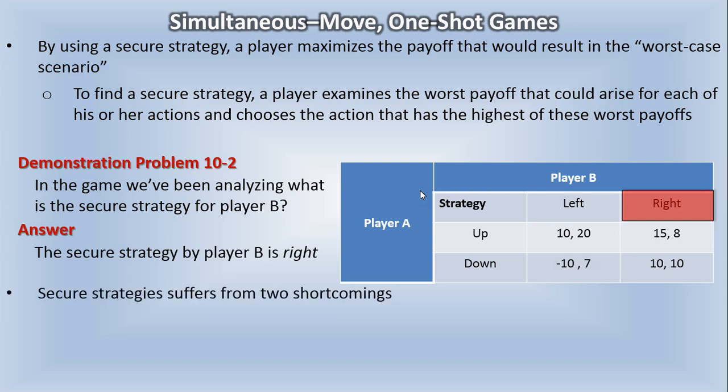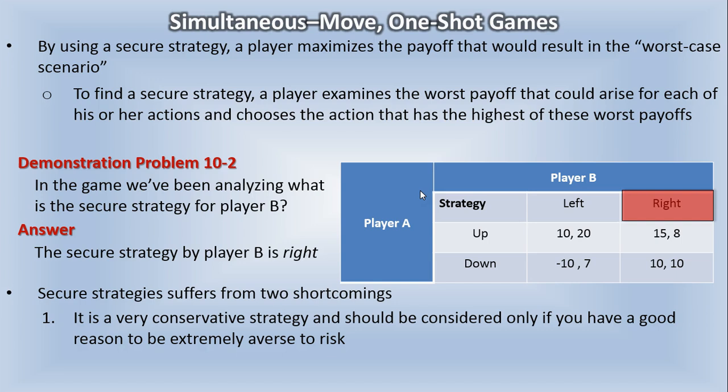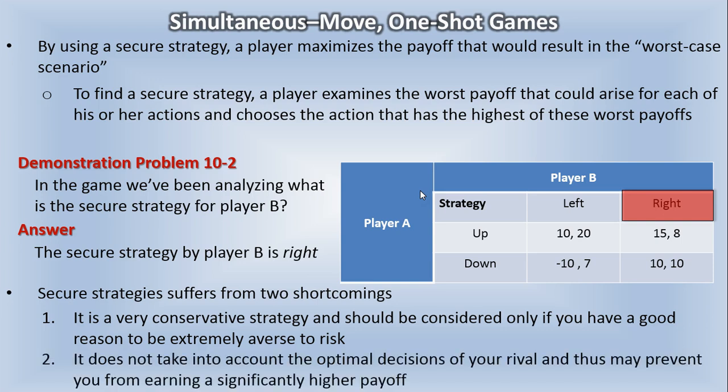Secure strategies, of course, suffer from two shortcomings. One, it's a very conservative strategy and should be considered only if you have a good reason to be extremely averse to risk. So if you just don't want to take any kind of chances, this is the course you should take, but some risk is necessary in business. Two, it does not take into account the optimal decisions of your rivals as well, and thus may prevent you from earning a significantly higher payoff. So if you haven't thought about what your rival's likely to do, then you're not really thinking the game through thoroughly enough.